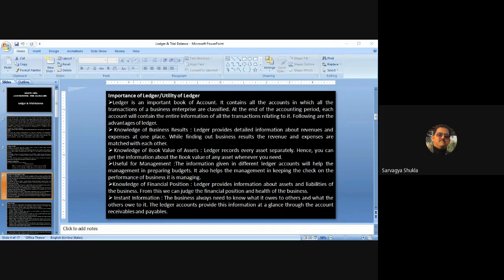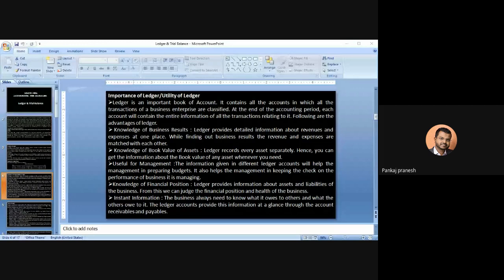Can anybody tell what is the book value of an asset? Sir, is it cost? Yes, it is cost. But there is a slight difference between cost and book value. We learned about book value in the second session, and I told you about the historical cost.